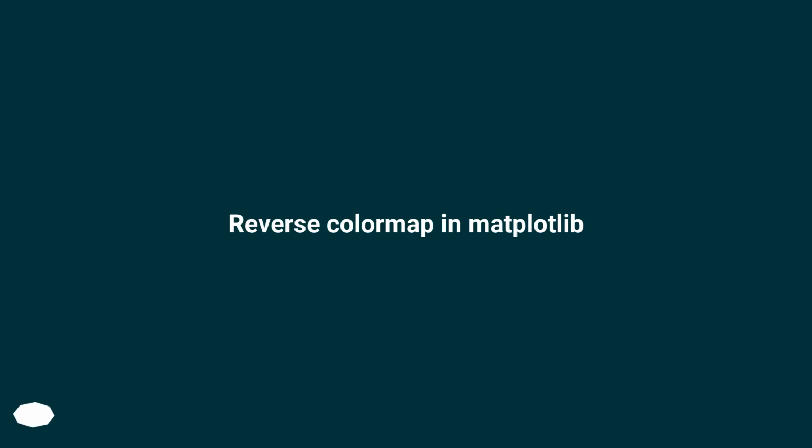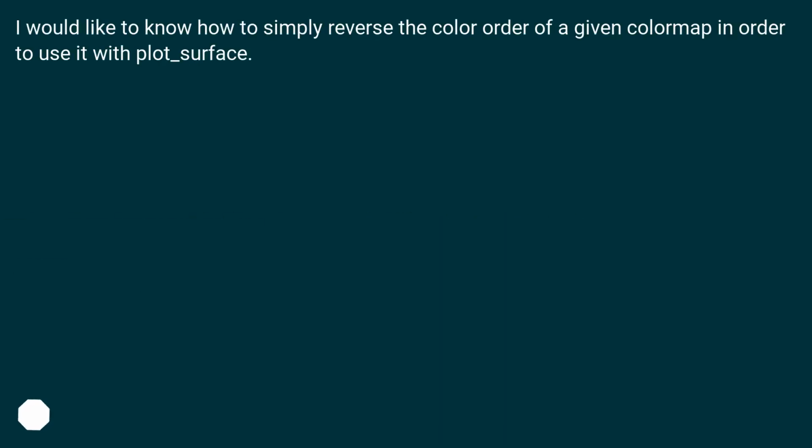Reverse color map in matplotlib. I would like to know how to simply reverse the color order of a given color map in order to use it with plot_surface.